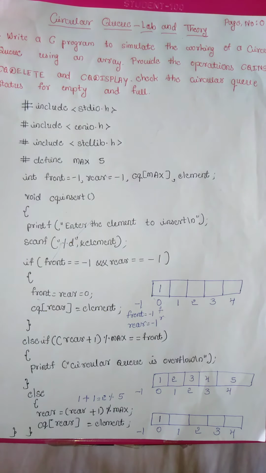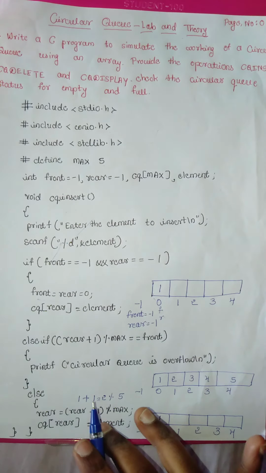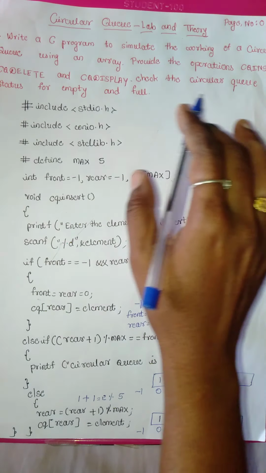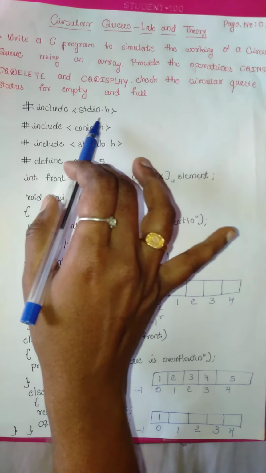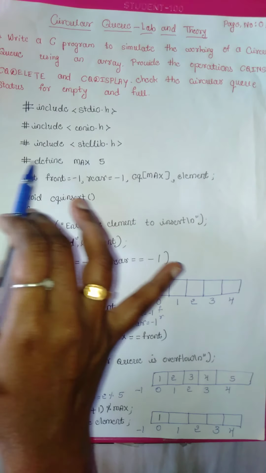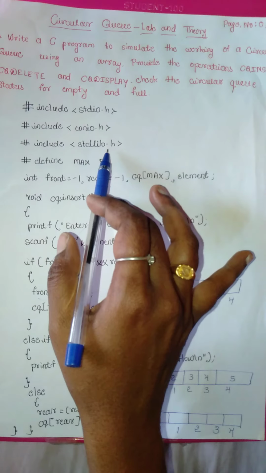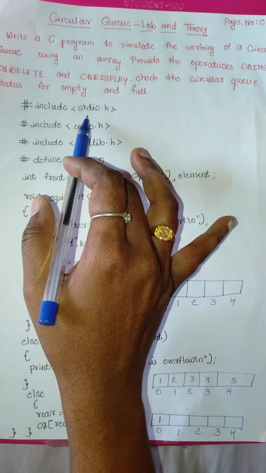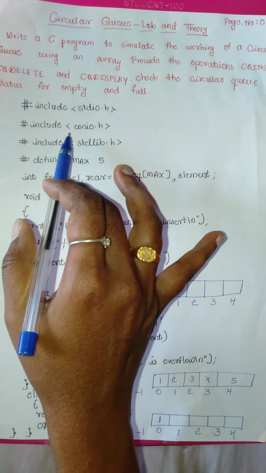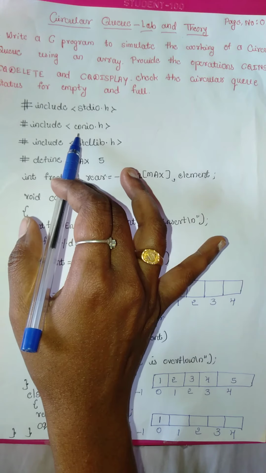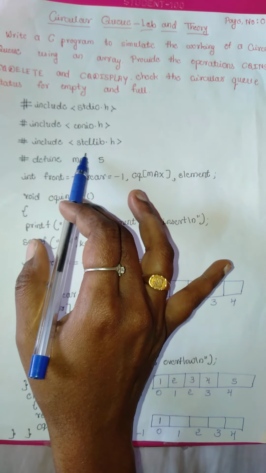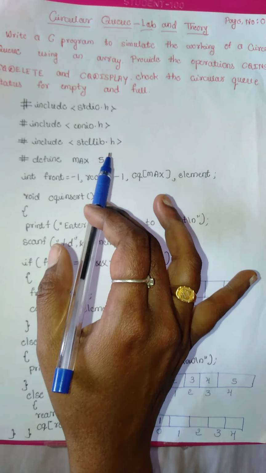Insertion operation means we have to add a data element to the circular queue. This is one of the codes for implementing this insertion operation by using an array. I hope all of you understood why I am declaring a header file. Here I am declaring three header files. First one, stdio.h, where h means header file. Second one, conio.h, the console header file. Third one is the stdlib.h, the standard library header file.